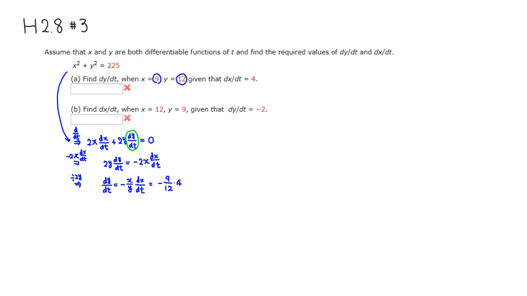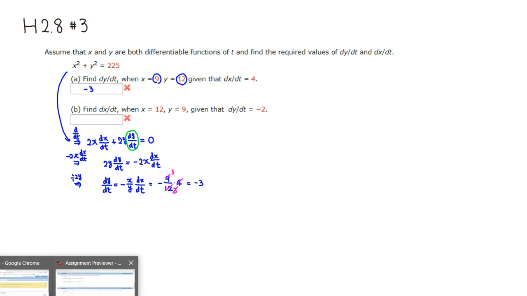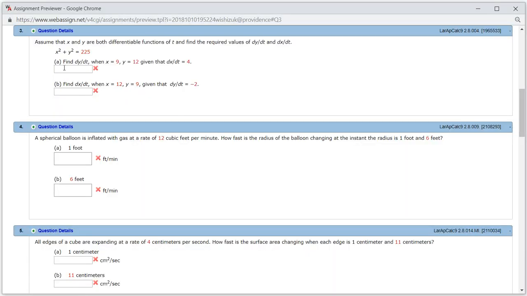Then we can cancel. 12 and 4 cancel, it's a 3, and 3 and 9 cancel, you have a 3, so it's going to be equal to negative 3. So the answer is negative 3 for part A. So let's type it in. The answer we got was negative 3. So let's check the answer. Alright, I came back and looks like we got part A correctly.